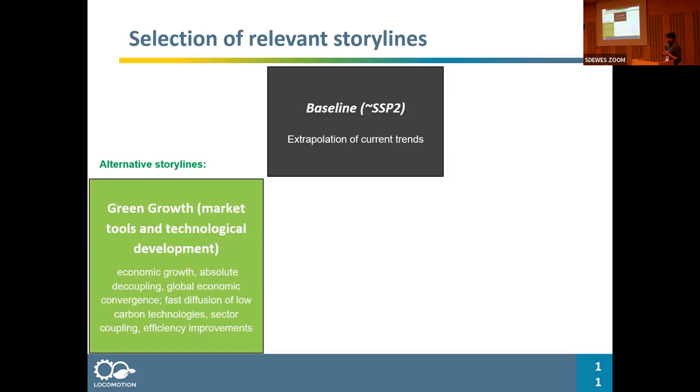No, it is dominated by or characterized by market tools and technological development. You can have an idea of what it means with these keywords, no? Economic growth, absolute decoupling, global economic convergence, fast diffusion of low carbon technologies, sector coupling, efficiency improvements.